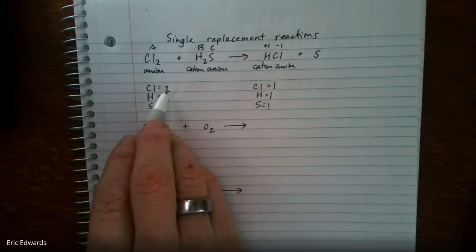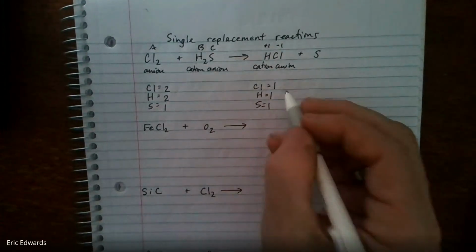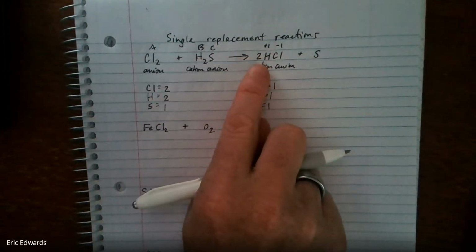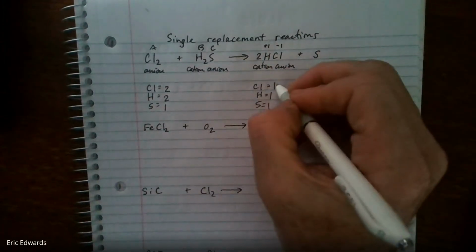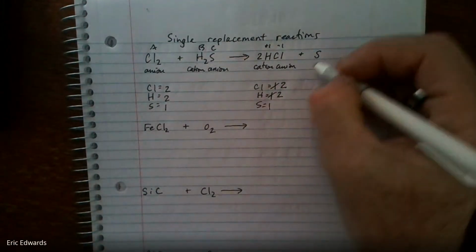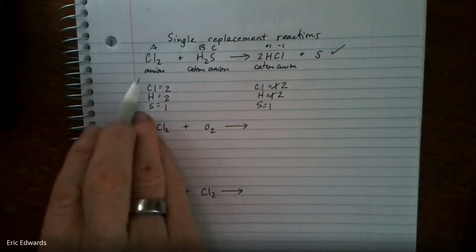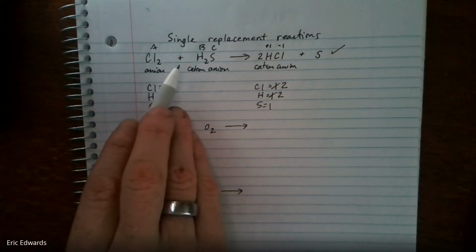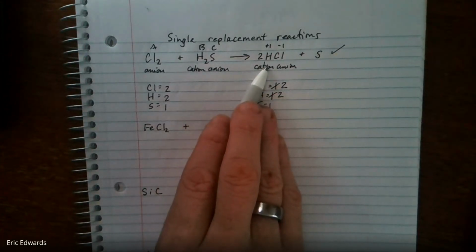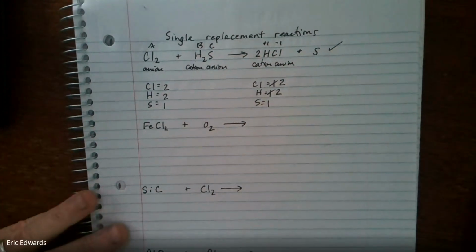Okay, so I noticed that I have 2 chlorines and 2 hydrogens on the reactant side, but only 1 of each on the product side. So what I can do is put a 2 in front of that HCl, and now I have 2 of this coming out. So that gives me 2 chlorines and 2 hydrogens, and now they all equal out. So this is the correct answer, and it is balanced. So what this is saying is 1 mole of chlorine plus 1 mole of H2S yields 2 moles of HCl plus 1 mole of S. Okay? So that's the first one.